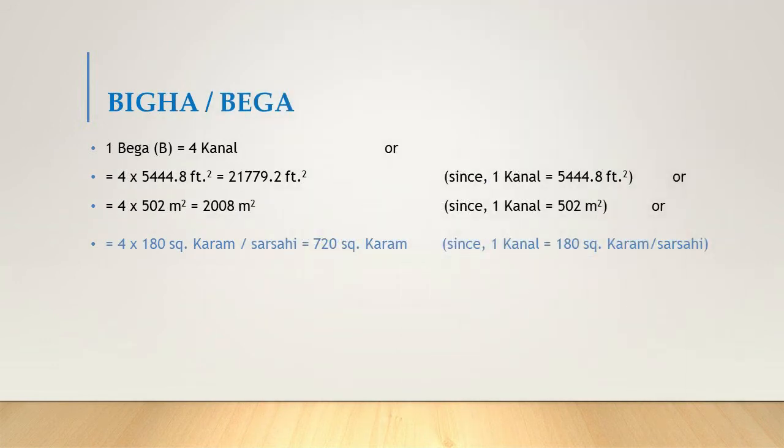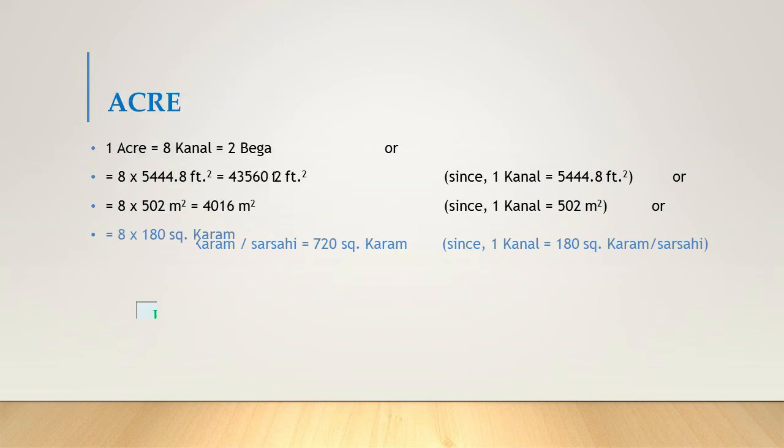A bigha is a bigger unit than canals. 1 bigha is equal to 4 canals. So the rest of the calculations are on your screen. You can easily look at them and understand them.